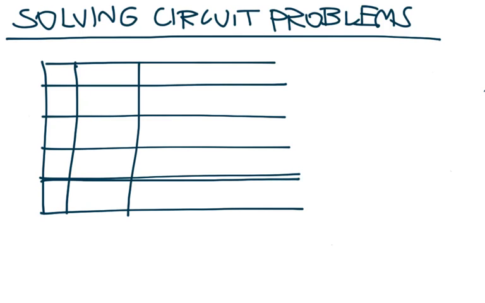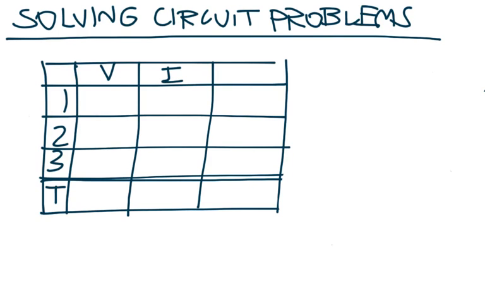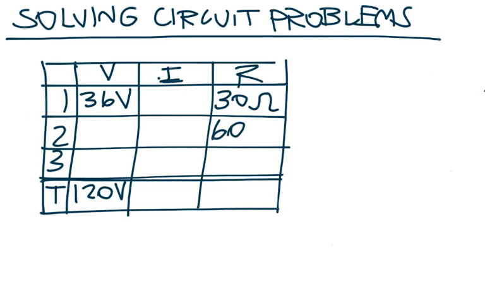And we have voltage for columns, voltage, current, resistance, 1, 2, 3, total voltage, current, resistance. Okay, so we said that the total voltage was 36 volts, that was given. I lied, that's 120 volts, that's given, sorry about that. 36 volts was the first guy, 36 volts. We knew that the first resistor was 30 ohms, and the second resistor was 60 ohms.